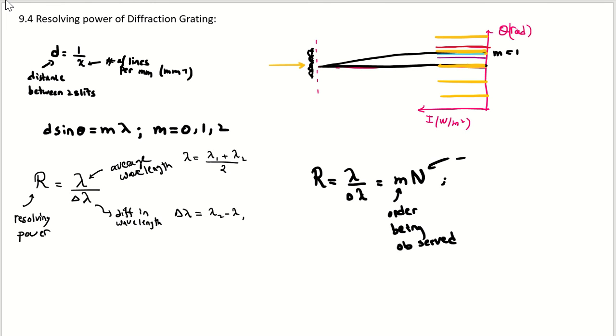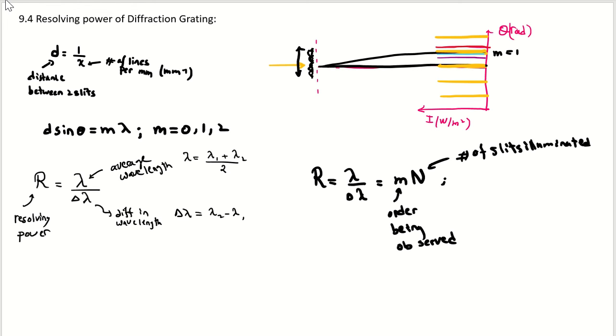And this n is the number of slits eliminated. Sometimes they don't give you n, the number of slits being eliminated. Sometimes they give you the width that is being eliminated. So in this case, to find n, all you have to do is use this relationship.